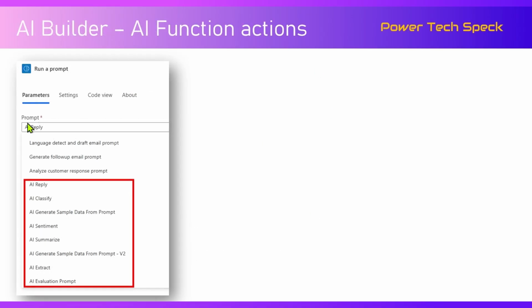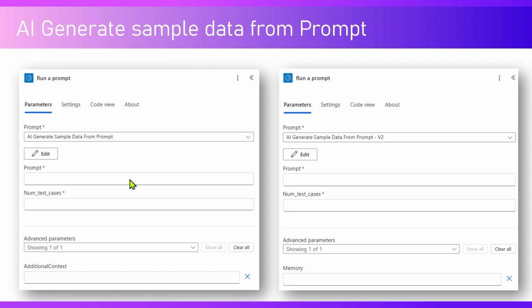Now, AI Builder, how to use it? You make use of Run a prompt in Power Automate. That's one of the actions which you will find in the AI Builder section. If you navigate to Run a prompt, there you will find all the inbuilt AI pre-built actions which I just mentioned. You can specify the prompt, and you can specify the number of test cases if you select AI generate sample data from prompt, either V1 or V2. The only difference between V1 and V2 is that in V1 you have an additional context, and in V2 you have a memory.